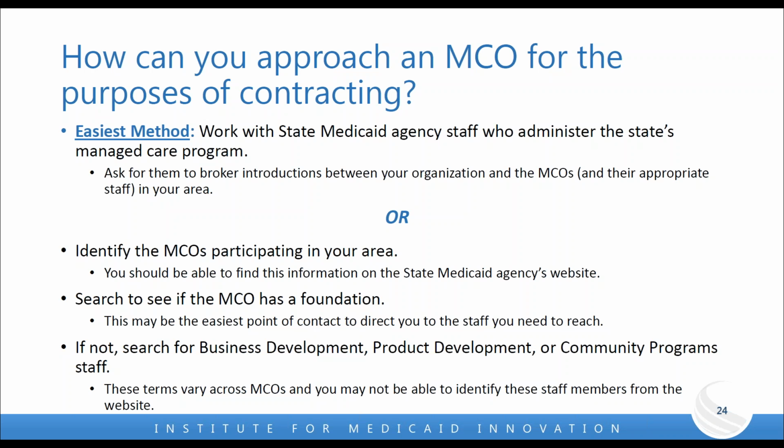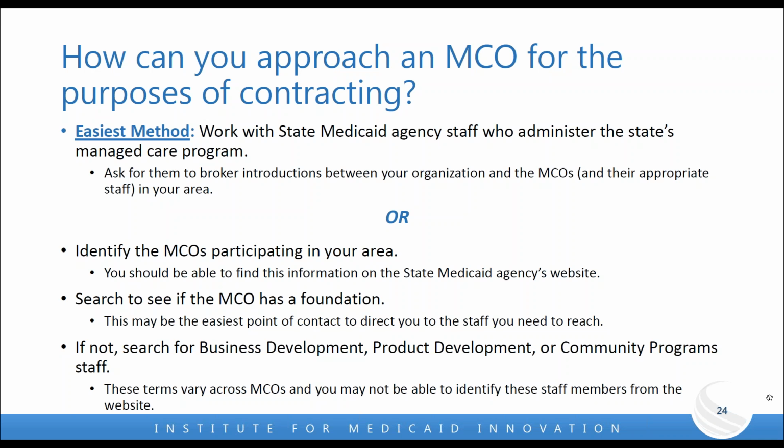And what you'll need to do then, if you don't have direct contact information for folks at the plan, is see if they have a nonprofit foundation arm, and that's probably one of the easier ways to make that contact if they have one available. If not, you'll want to target business development, product development, or community program staff. These are the folks that either engage in developing those programs for performance improvement projects or would be your first line of contact to begin to discuss what contracting would look like with that organization.